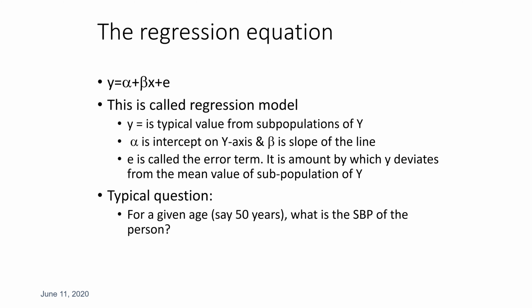This is the general form of the regression equation. Y is equal to alpha plus beta x plus e. Y is the typical value of subpopulations of Y. Alpha is the intercept on the y-axis and beta is the slope of the line. E is called the error term. It is the amount by which Y deviates from the mean value of the subpopulation of Y. A typical question that we answer through this regression model is, for a given age, say 50 years, what is the systolic blood pressure of the person?